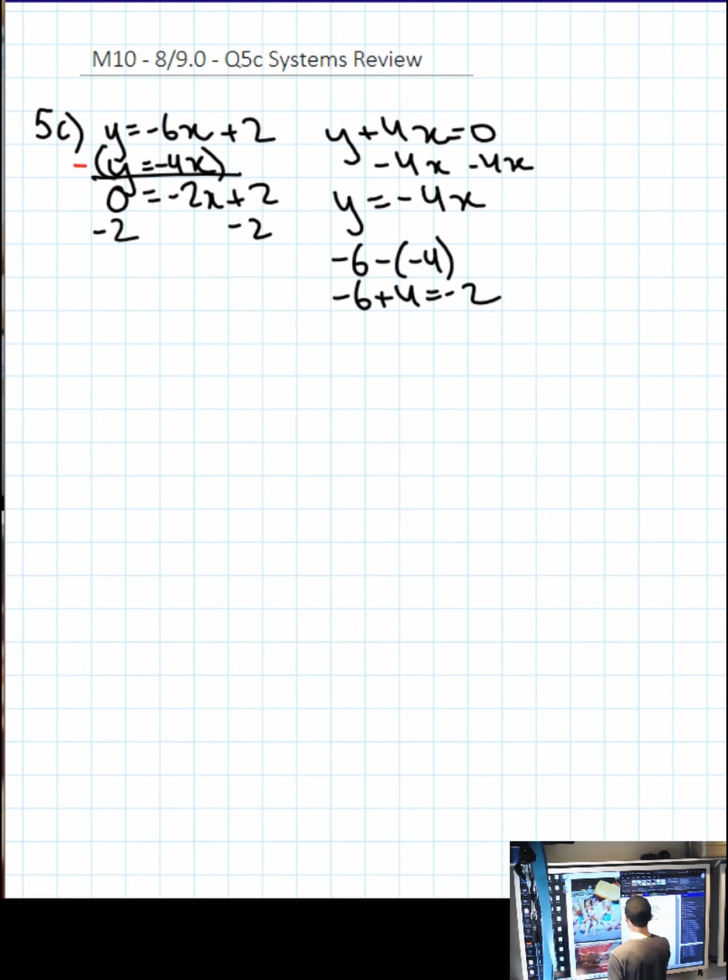We could have added 2x. Minus 2 equals negative 2x. Divide both sides by negative 2. Mirror it. X equals 1. Circle your answer.